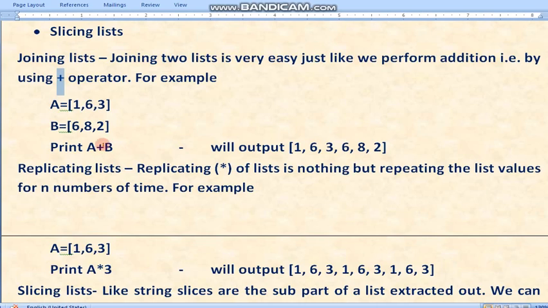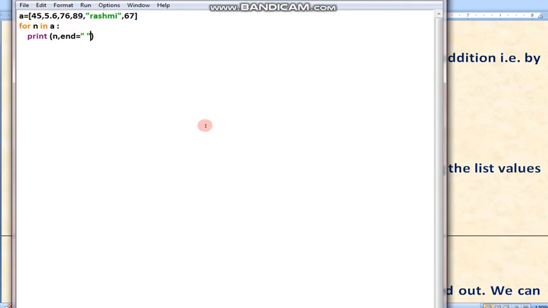So for example, here I have taken one list A, the value is 163, and B, the value is 682. And both the lists I want to join. Join means simply it will keep one after another. So I did here print A plus B. So what is the result coming, all of you check. It is 163 then 682. So let's go to the editor and check practically whether the same or similar is coming or not.